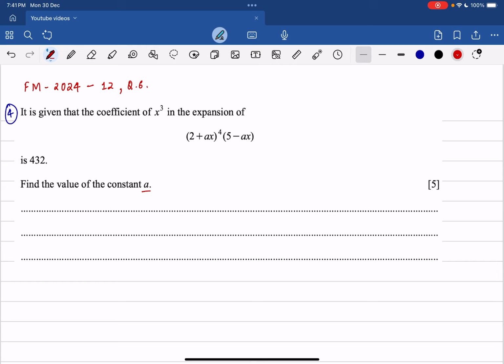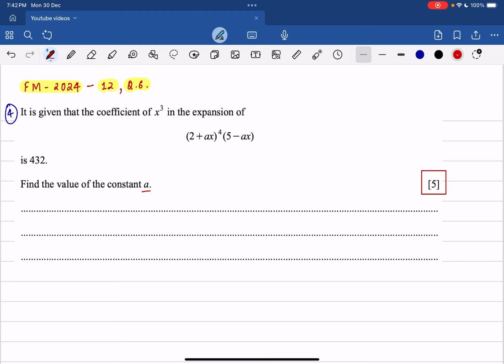This is the binomial expansion series video part 4. As we solved past paper type questions in the previous video, we are going to do the same in this video as well. We are going to start with one question which appeared in Feb-March 2024 from paper 1-2, and this is question 6 of that particular paper. It is a 5-mark question.